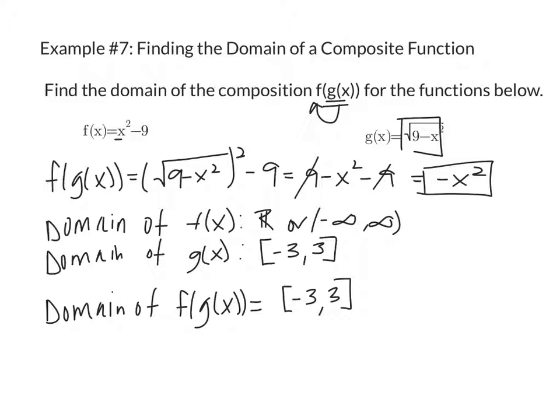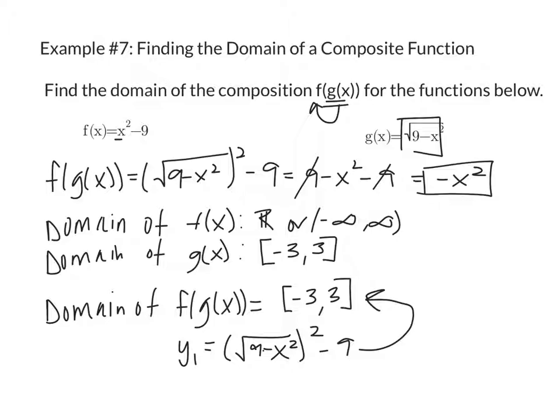By the way, we could verify this in the calculator by typing in our original function, in parentheses the square root of 9 minus x squared, squared, minus 9. And our calculator would verify again that that piece is the only piece of our domain.